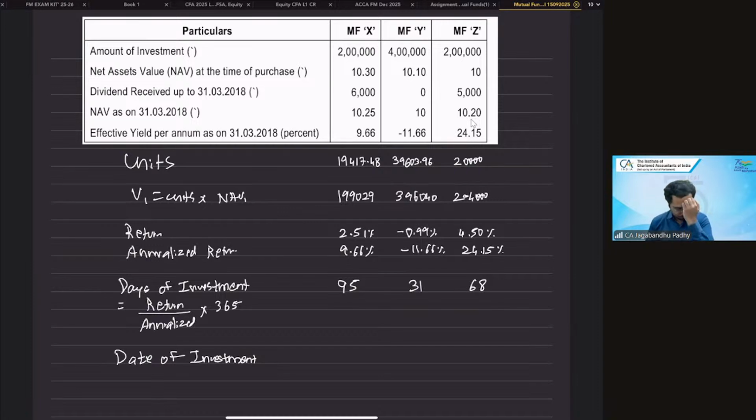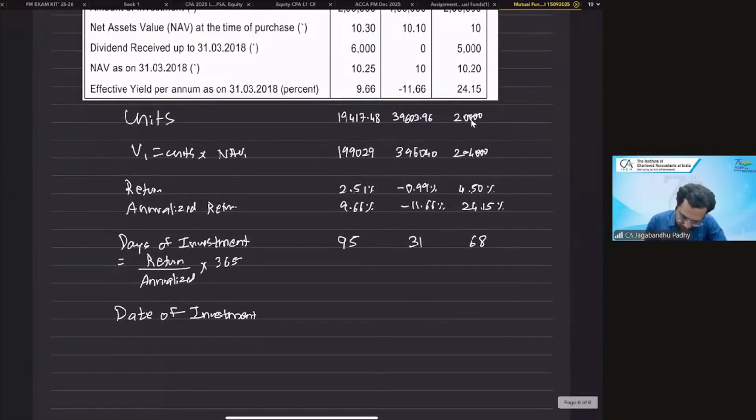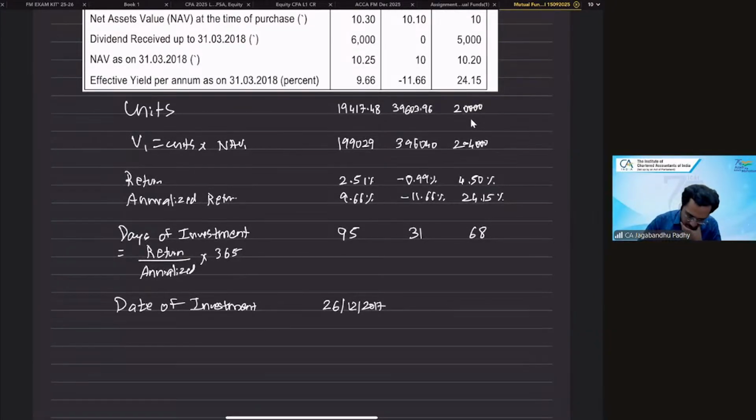The first one comes to 25th December. First one comes to 26th December, sir, 5 days. Okay, 26th December 2017, right? Yes, sir, 2017. Then the next one, 28th February. So 28th February 2018.